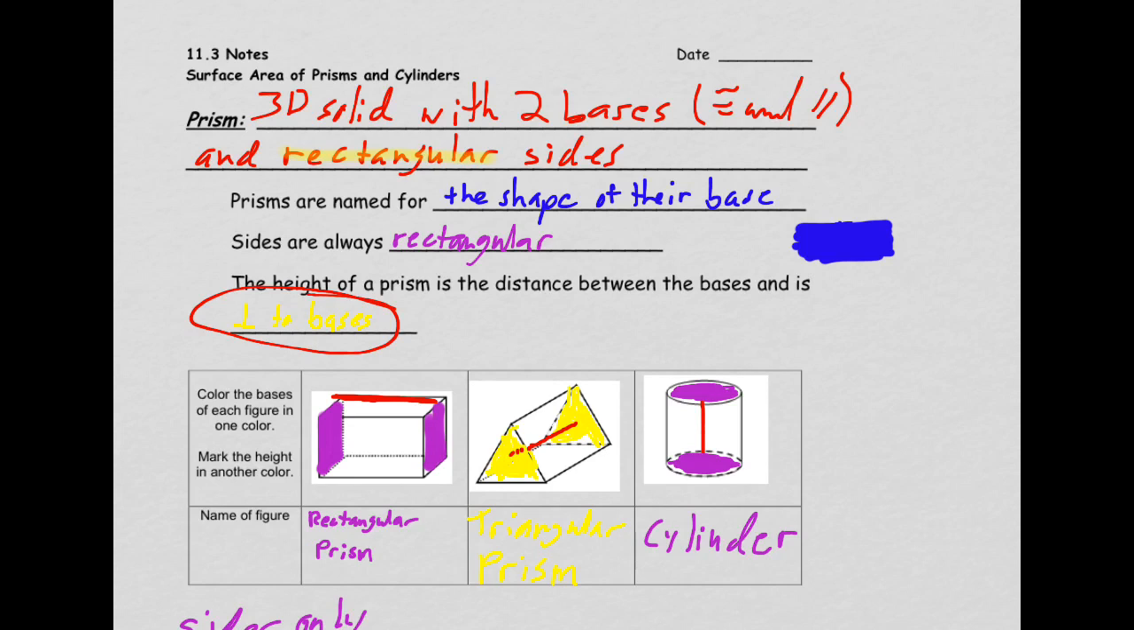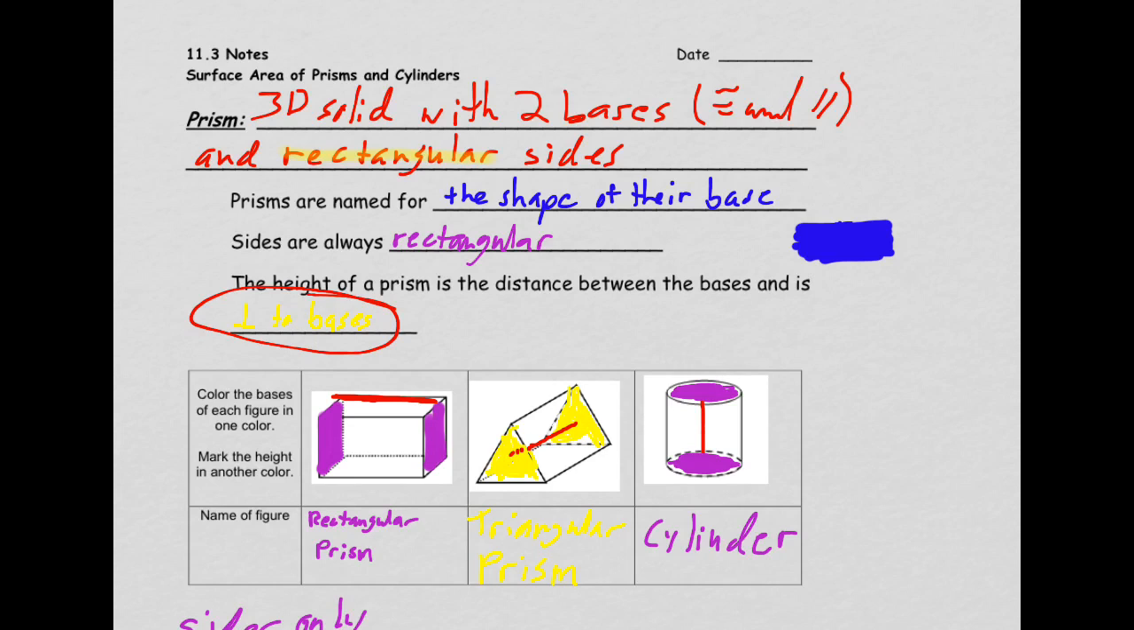And then the height of the prism is the distance between the bases, and it is perpendicular to the base. So here is the height of this prism right here. It's perpendicular to the two bases. Here's the height of this one, perpendicular to the two bases. Here's the height of that one, perpendicular to the two bases.